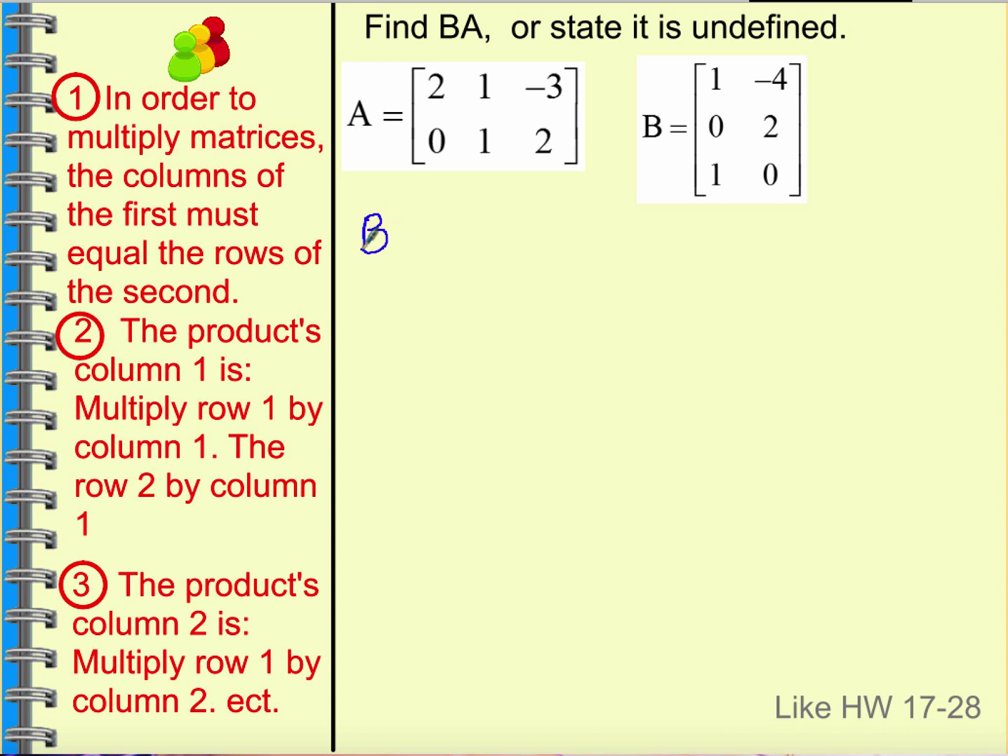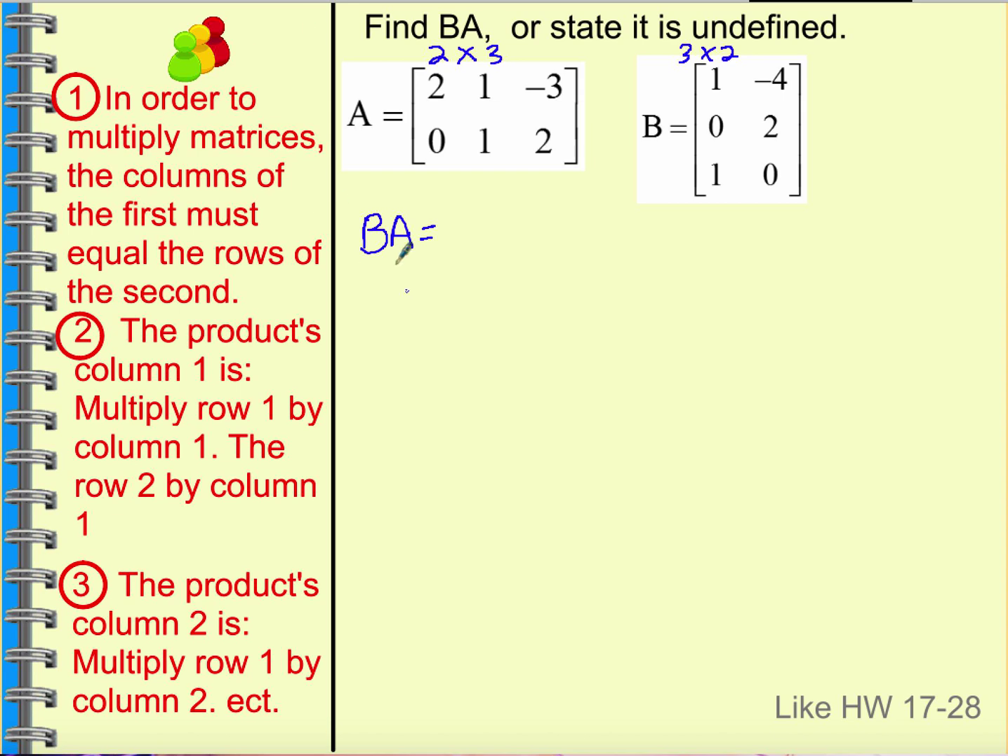Did you notice that this one was B times A and not A times B? Oh, so sneaky. So, of course, we want to check and see if we can even multiply them at all. This is a 2 by 3 matrix. And this is a 3 by 2 matrix. So absolutely, we can multiply these together because these guys match. And my result is going to be a 2 by 2 matrix. So let's go ahead and try that.